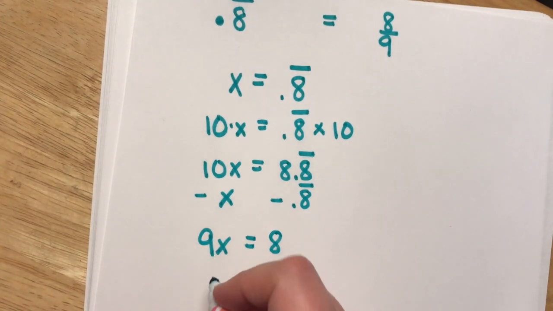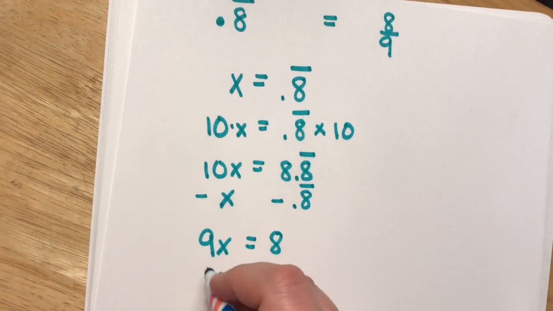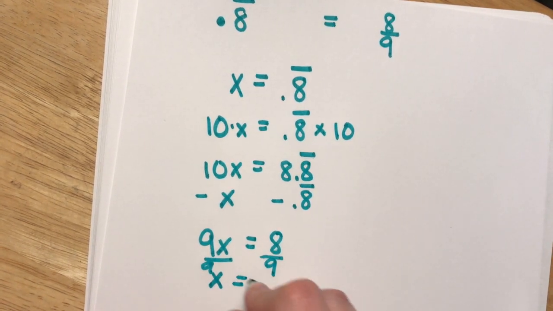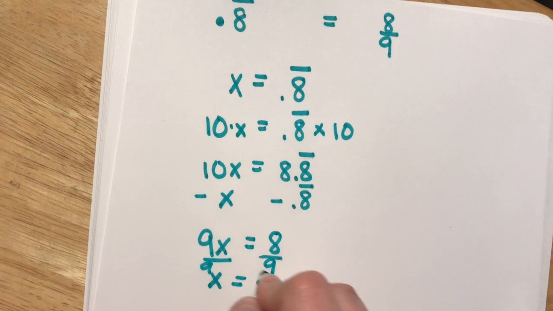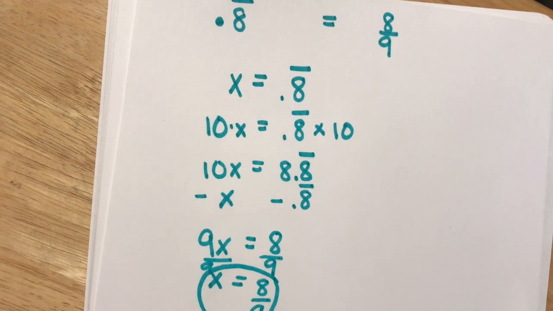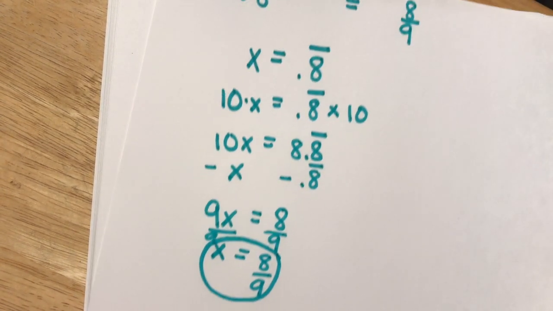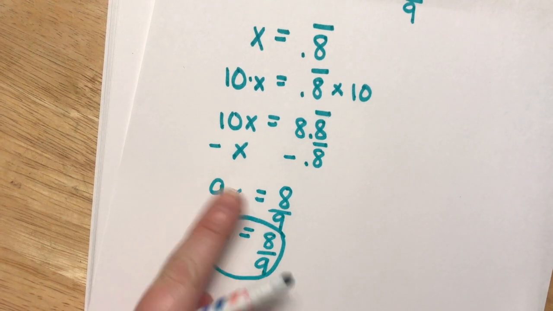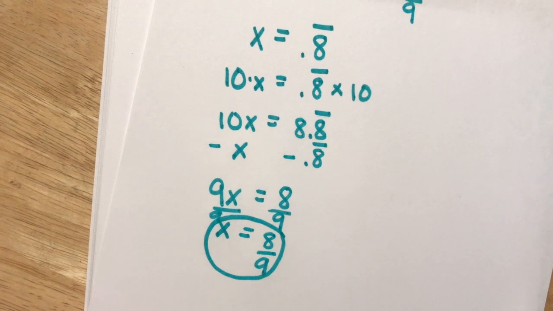And in order to find out what x equals, I've got to divide by 9 and divide by 9. So x equals 8/9 is my final answer. It's hard for you to see down there, but x equals 8/9 by the end of it because these two become 1, so you're left with 1x, which is the same thing as 8/9.